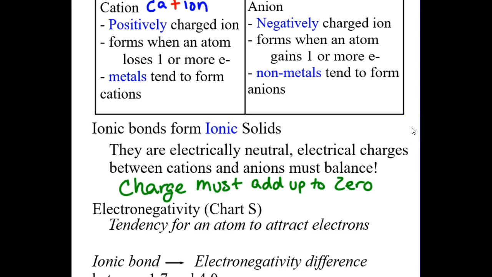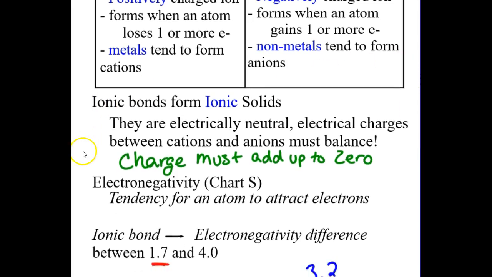Ionic solids are always neutral in charge because all of the positives in the cation and all of the negatives in the anions always add up to 0. That shows a conservation of charge. That shows that the same number of electrons that are lost by the metal are gained by the nonmetal.